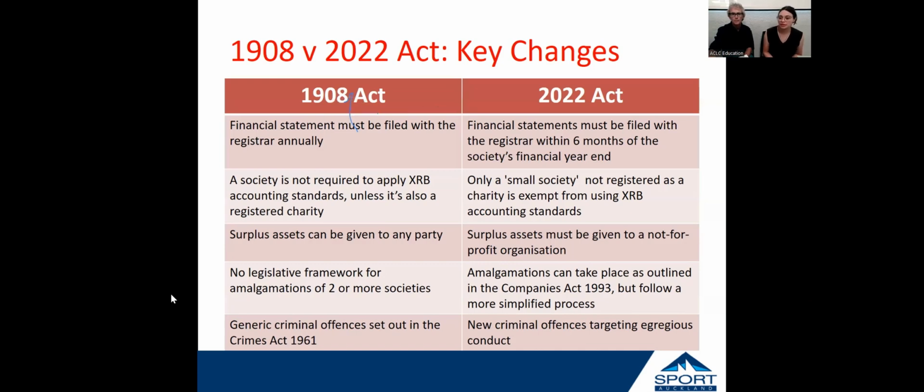Another change will be that when the organisation winds up, surplus assets have to be given to a not-for-profit organisation, unlike previously where it could be given to any party. I think it's quite obvious why that is. You want to make sure that a charitable organisation doesn't just build up assets and then give them to a possible non-charitable organisation. Previously, members of incorporated societies might benefit on the winding up of a society. Now that won't be the case.